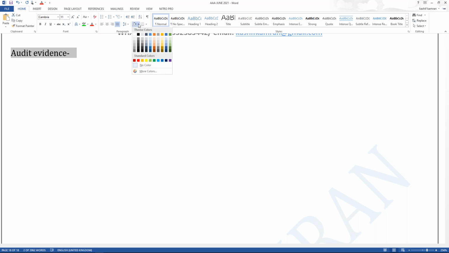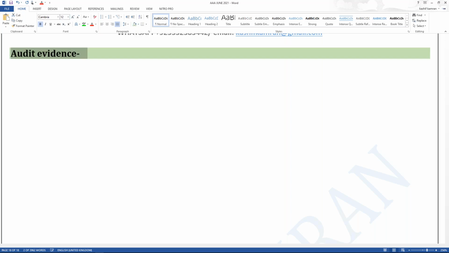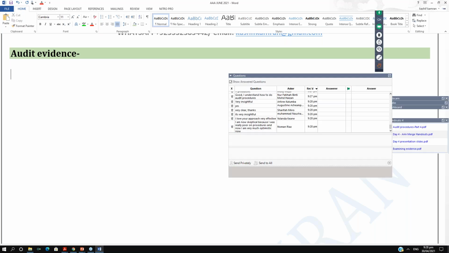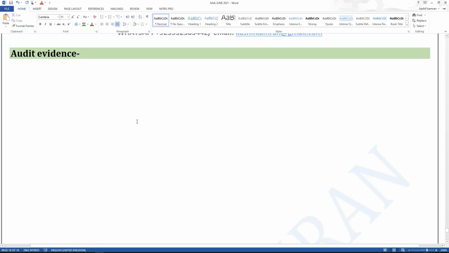Okay, let me just make it bifurcated so everyone knows we're starting with the next topic now, audit evidence. Let's start with audit evidence and let's make a very good approach on audit evidence as well, right? Just like procedure. Now I go step by step, a bit slow, so I can guide you about how you should go about writing your procedures.